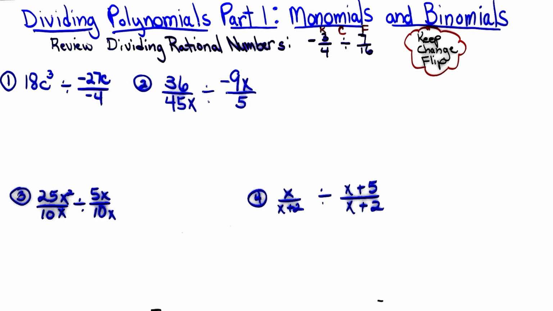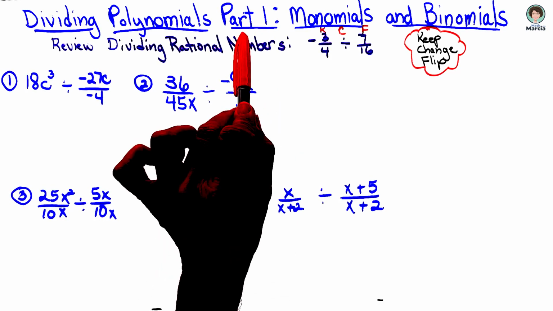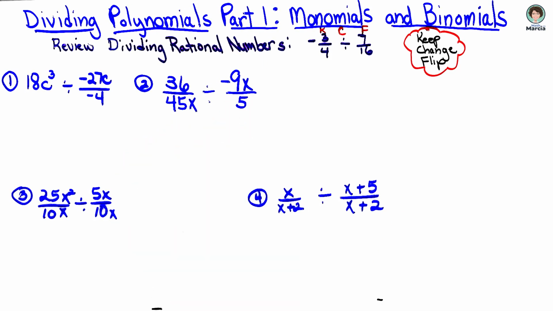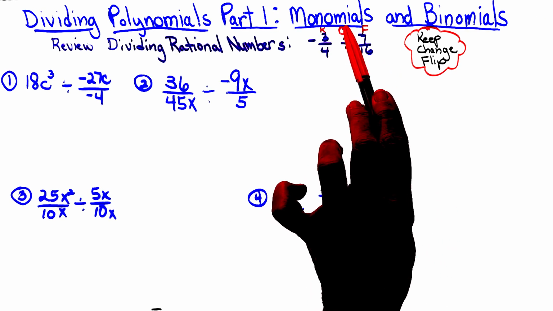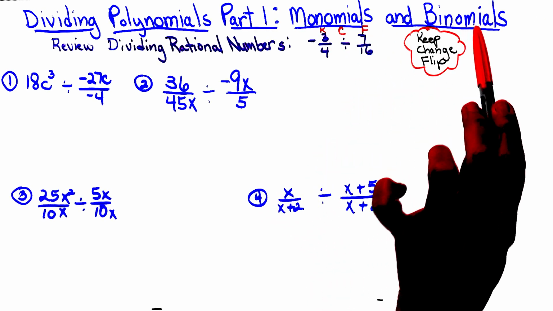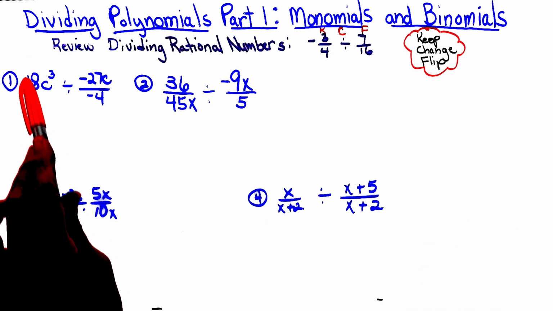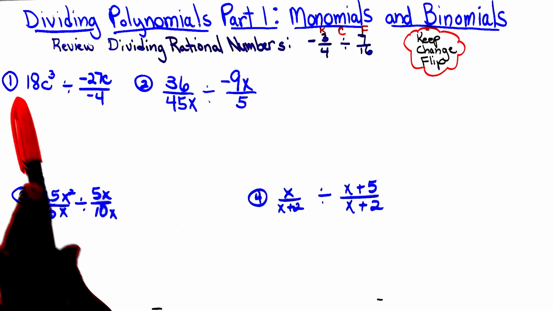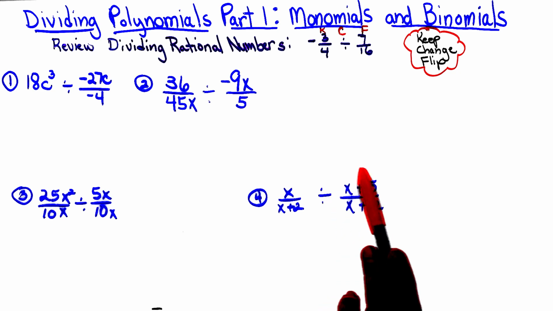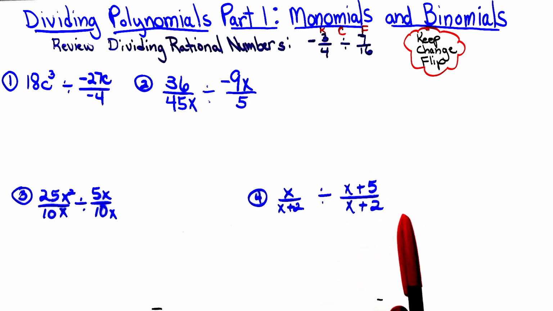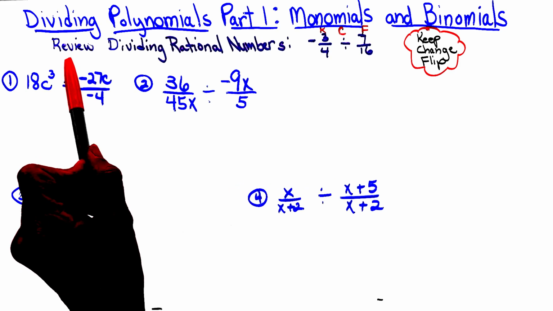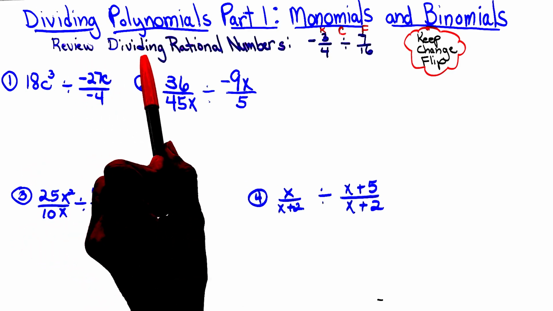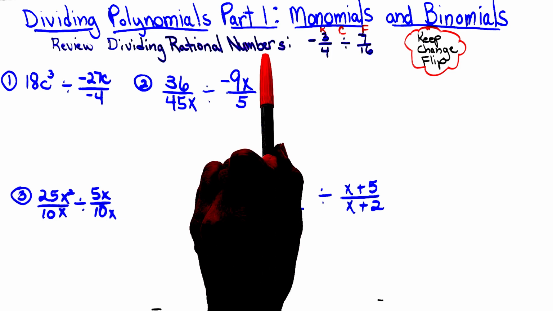In this lesson, we're going to be dividing polynomials, and this is actually going to be our part one. There will be a follow-up with more complicated problems, but right now we're going to be working with monomials and binomials. Just looking at my problems, here is an example of a monomial, and down here is an example of a binomial. When I'm looking at what we're going to be doing, I thought it was really important to review dividing rational numbers.